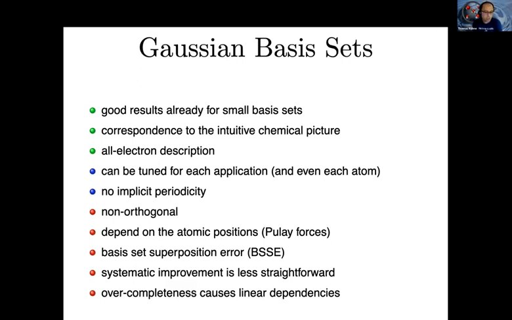They are non-orthogonal and they depend on the atomic positions. This makes life a little bit more cumbersome, but it is reasonably well understood how to deal with that. And there's also basis set superposition error. And the problem, or I wouldn't say problem, but many people are claiming there may be a small problem, is that they cannot so easily be systematically improved, and you can run into overcompleteness problems, making it very hard to converge such calculations.